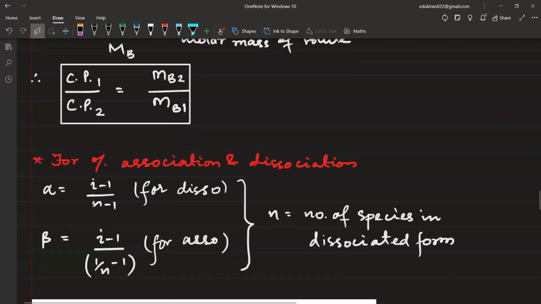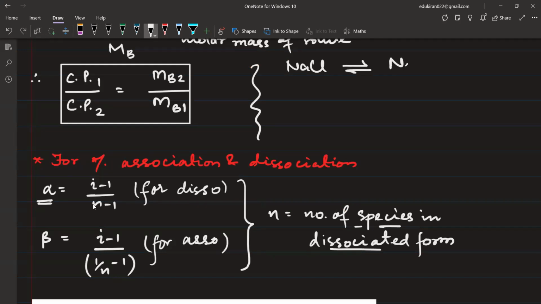Next, in association and dissociation, we have alpha and beta. Alpha is used when you have dissociation and beta is used when you have association. Alpha is equal to i minus 1 upon n minus 1 and beta is equal to i minus 1 upon 1/n minus 1. What is n? n is the number of species in dissociated form. Okay. So for example, agar hum baat karein NaCl ki, you will get Na plus and Cl negative, right? To yahan pe n ki value kya ho jayegi? n ki value ho jayegi yahan pe is equal to 2.